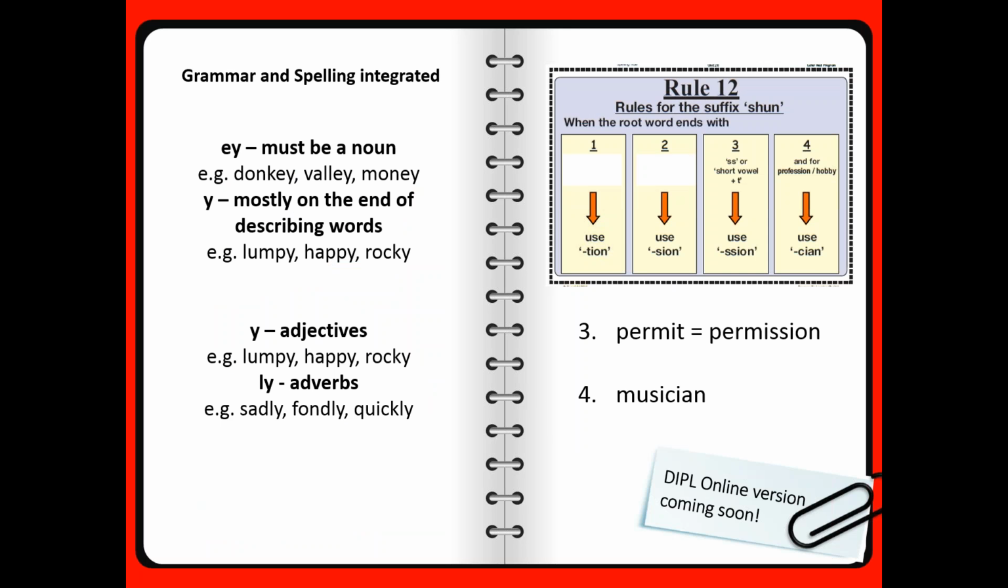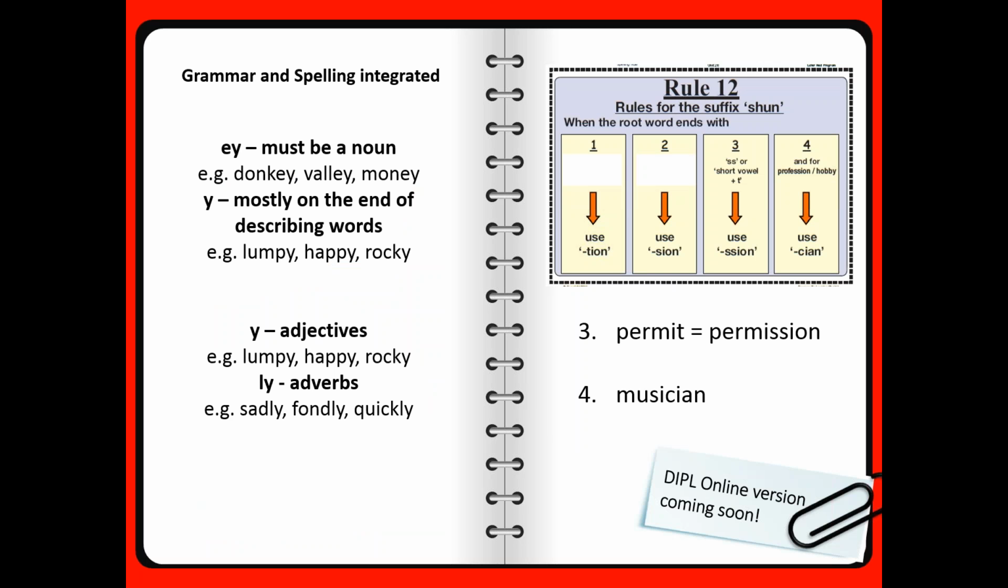We continue to look at how grammar and spelling is integrated. We look at things like how EY is usually a noun and Y making the E sound is mostly on the end of describing words. The same as Y being on the end of adjectives and LY being on the end of adverbs.